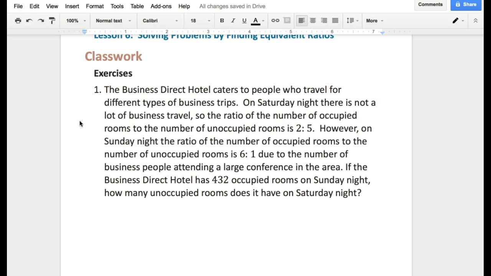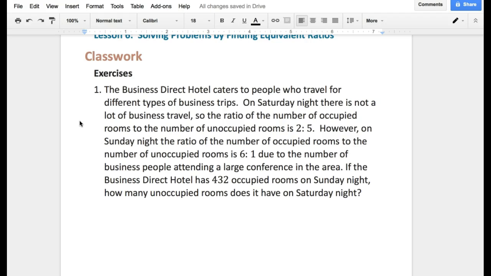The Business District Hotel caters to people who travel for different types of business trips. On Saturday night, there is not a lot of business travel, so the ratio of the number of occupied rooms to the number of unoccupied rooms is 2 to 5. However, on Sunday night, the ratio of the number of occupied rooms to the number of unoccupied rooms is 6 to 1, due to the number of business people attending a large conference in the area. If the Business District Hotel has 432 occupied rooms on Sunday night, how many unoccupied rooms does it have on Saturday night? So before we do anything else, what are we trying to figure out?